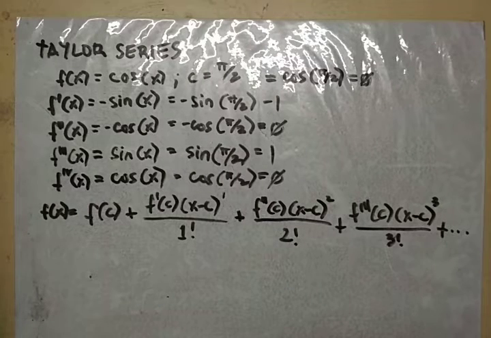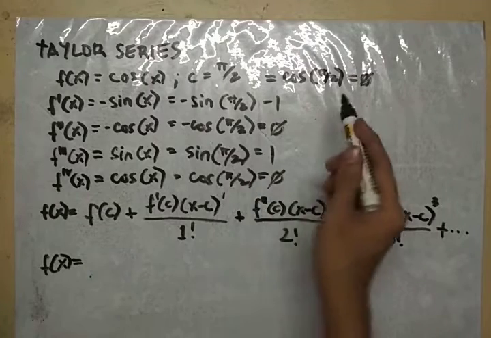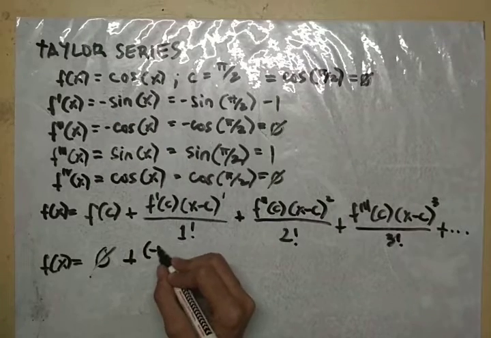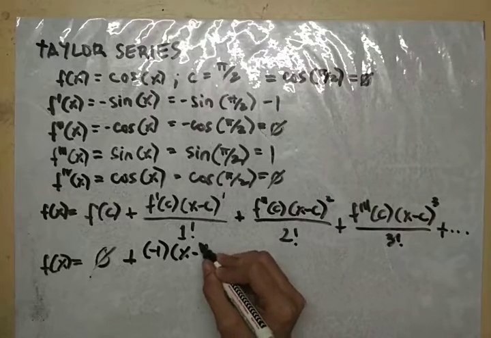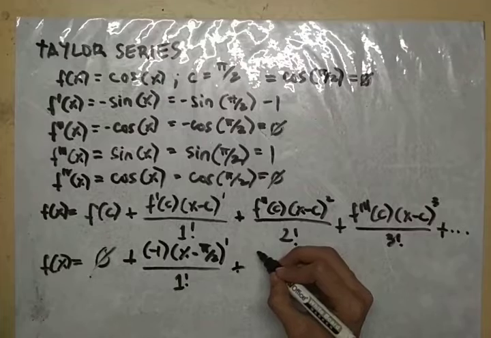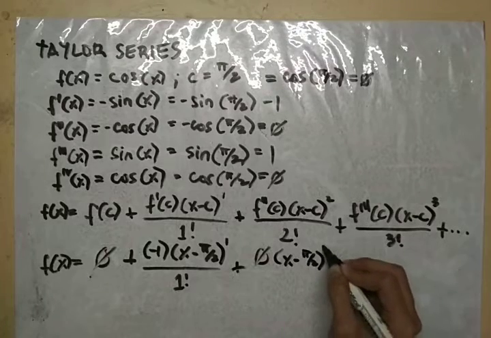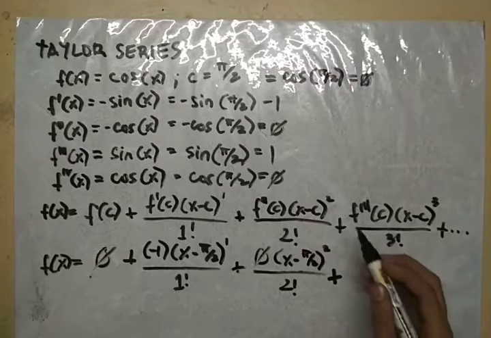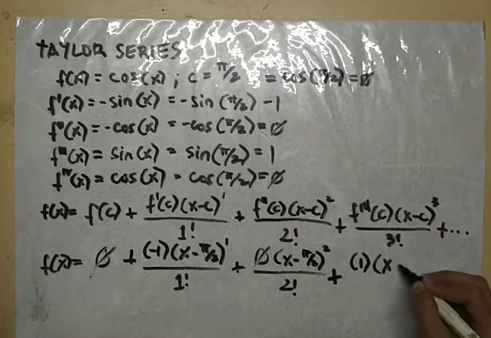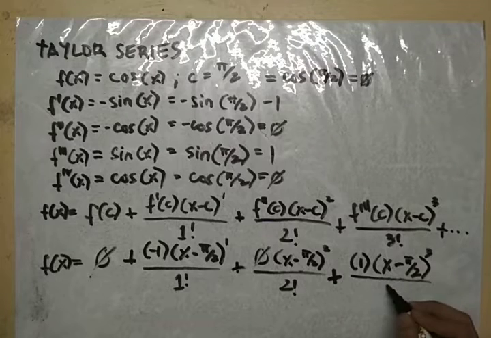This dot dot dot indicates that this is a series expansion. So we will substitute the values. We have f of x is equal to f of c, which is this, so we have 0, plus f prime of c, which is negative 1, multiplied by x minus pi over 2, which is our center, over 1 factorial, plus f double prime, which is negative cosine, so it is 0, multiplied by x minus pi over 2 squared over 2 factorial, plus f triple prime, which is sine x, equal to 1, multiplied by x minus pi over 2 cubed all over 3 factorial.